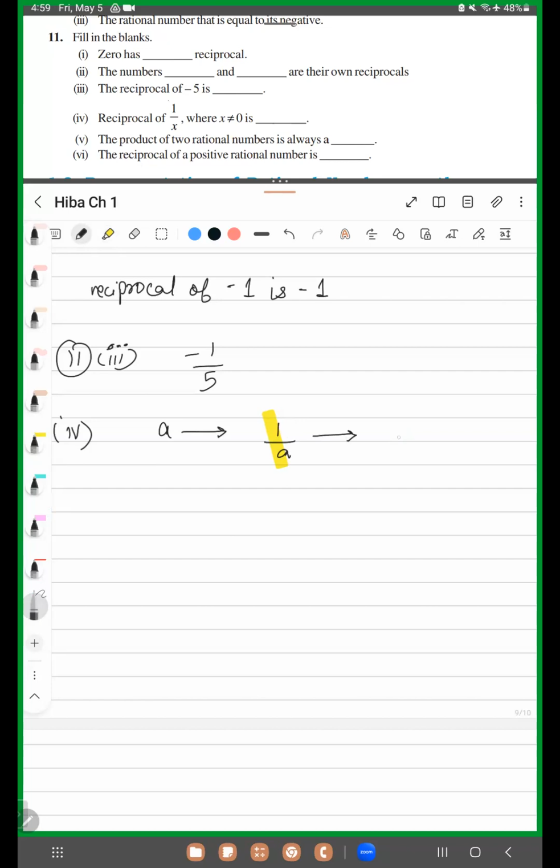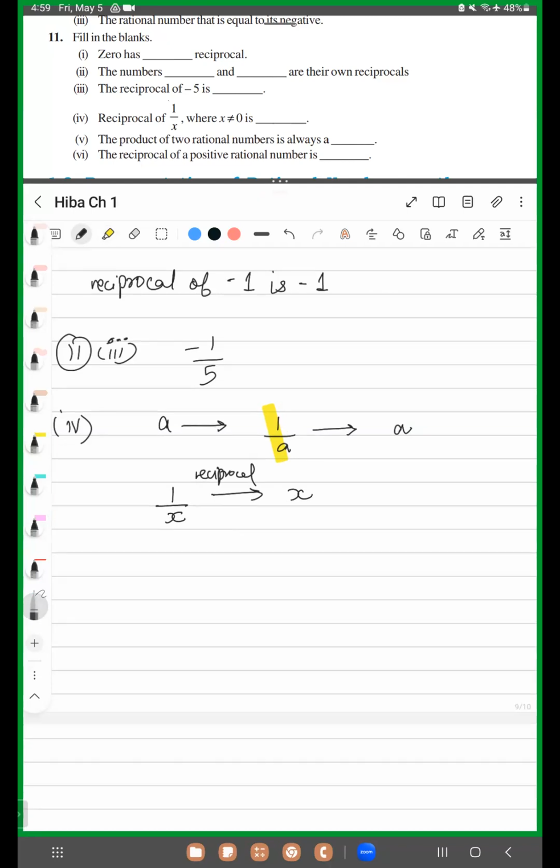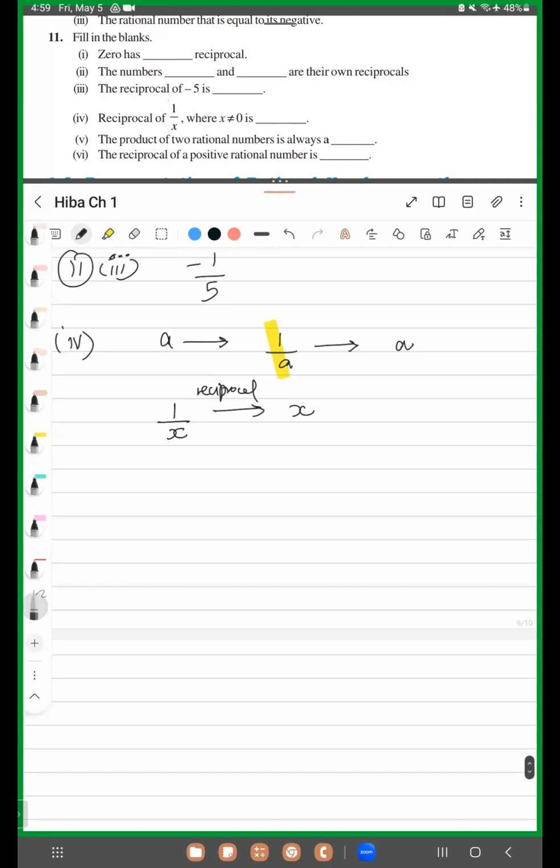A. Very good, yes, A. So what is the reciprocal of 1 by X? X. Very good, yes, that's the answer. So what does "where X is not equal to 0" mean? Because they're just saying कि X should not be 0. जैसे हम लिखते हैं ना, what is the definition of rational number? P by Q, where Q is not equal to 0. इसी तरीके से यहाँ पे भी where X is not equal to 0 लिखा हुआ है, ठीक है? It's not a major part of the question, ठीक है?